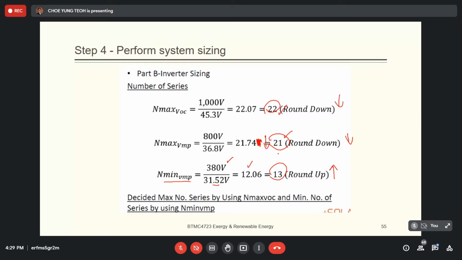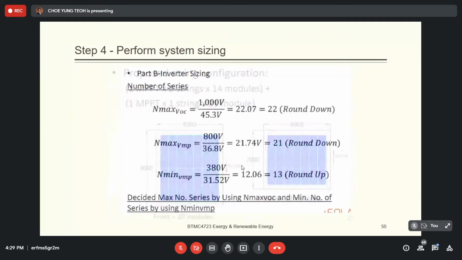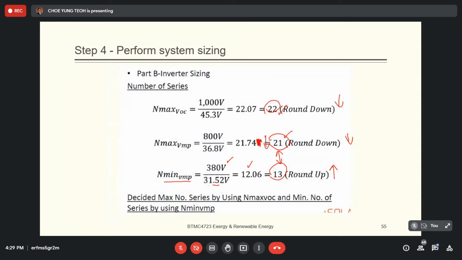So the best range is between 13 to 21. I can connect 13 pieces, or 14, 15, until 21 pieces in series so that the inverter can operate at the optimum condition. Okay, is that clear? Based on this, we can determine how many I can connect in series. So for this case, it should be 13 to 21.